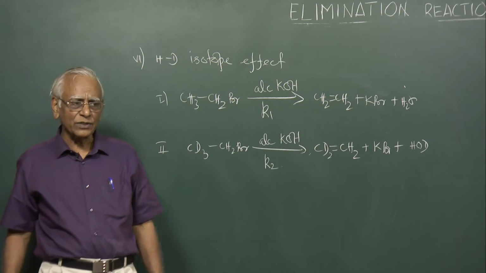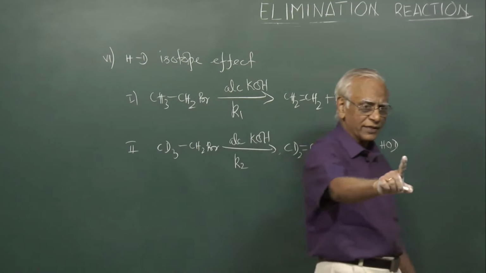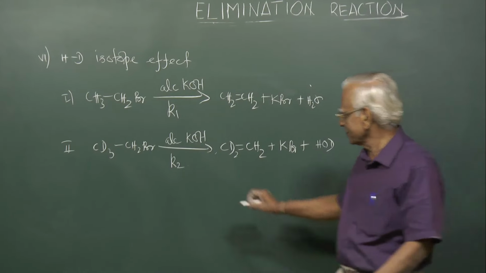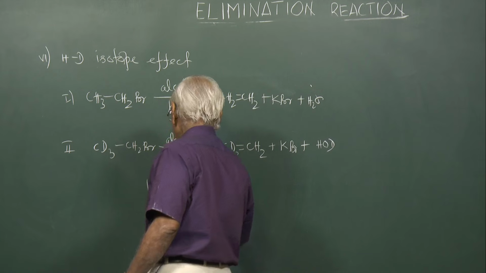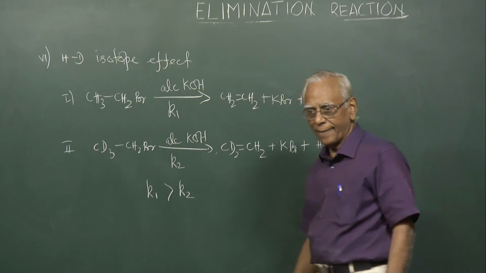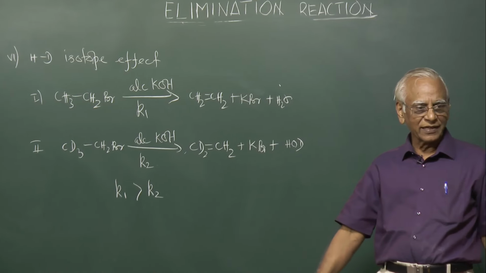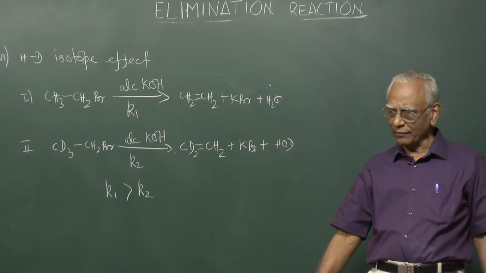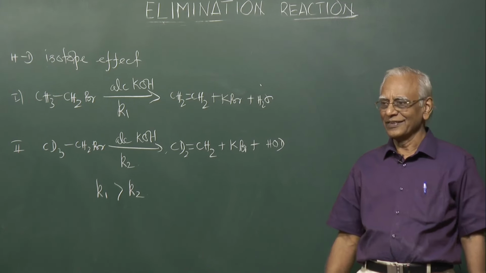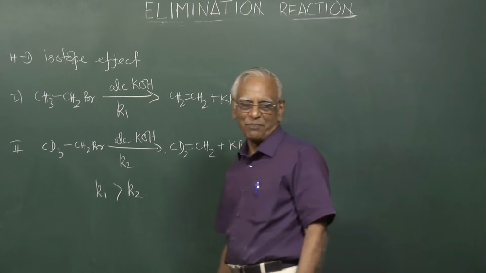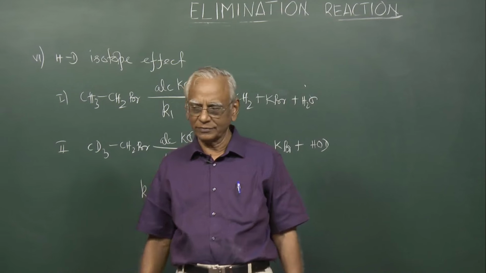K1 greater than K2, K1 equal to K2, or K1 less than K2. K1 greater than K2 reaction. Yes, K1 greater than K2. To what level? Is it increased by how many times? K1 greater than K2 by how many times? It depends on whether it's a primary isotope effect, secondary isotope effect, or solvent isotope effect.